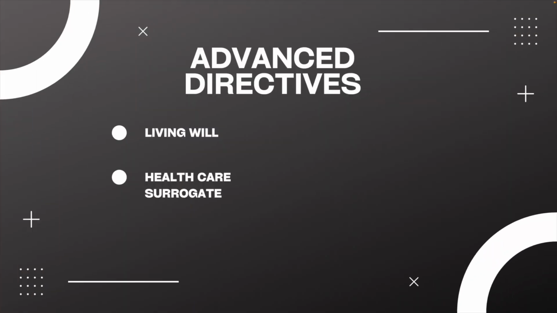Now, what are the legal documents associated with advance directives? The 2 major documents that we talk about are the living will and the healthcare surrogate. I'm going to repeat that for you. The living will and the healthcare surrogate.